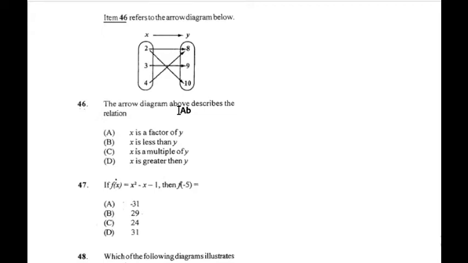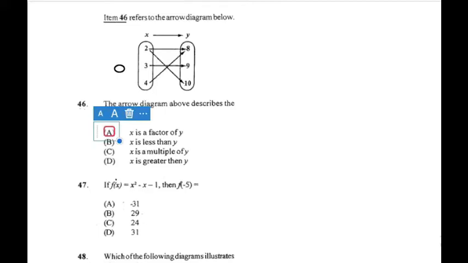46. The diagram above describes the relationship, so we're trying to complete this statement. A says x is a factor of y, so we can look, is x a factor of y? So 2 is indeed a factor of 8, and 2 also goes to 10, and 2 is indeed a factor of 10. 3 goes to 9, and 3 is indeed a factor of 9, and 4 goes to 8, and 4 is indeed a factor of 8. So we can say, yeah, A is correct, but should we read the other answers?